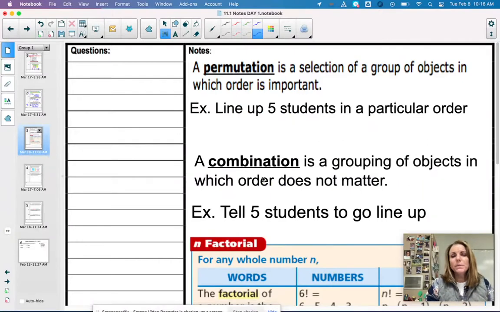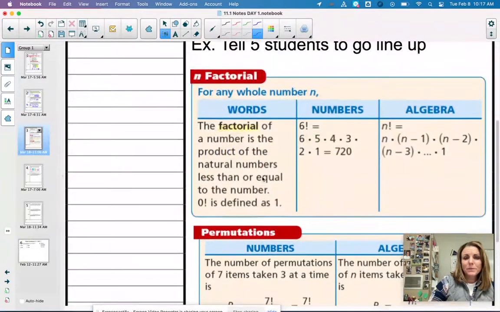A permutation is a selection of a group of objects in which order is important. So I'm going to do an example in class to talk about that. Combination is a grouping of objects in which order does not matter. That's important to remember.